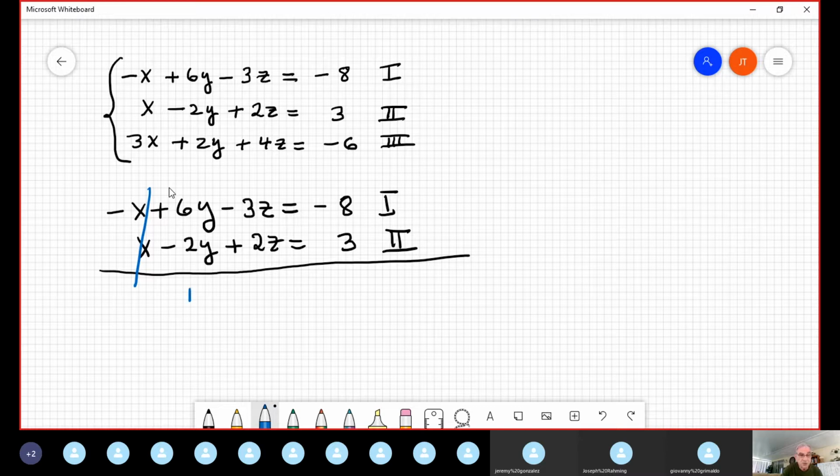Entonces 6 minus 2 is 4. Negative 3 plus 2 is negative 1, equal negative 5. And this is my equation number 4. Okay. And now, why not pair another couple? In my paper, I paired 2 and 3. Let me copy 2 and 3.